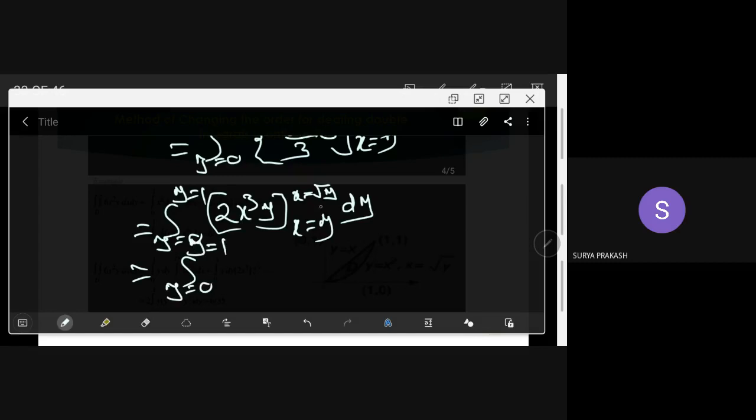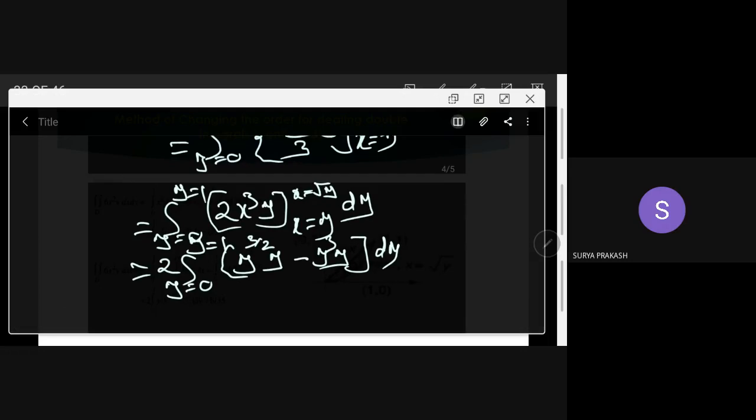The x value upper limit is y, so x is y to the power half. So 2 will come out, y power 3 by 2 into y minus, you are putting y now, so y cube into y dy. Now the whole thing is in terms of y.